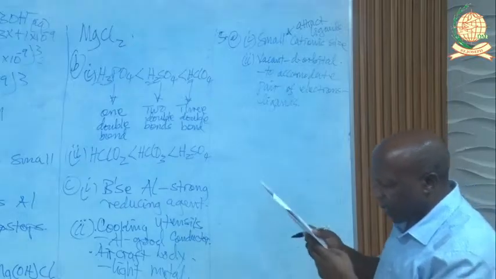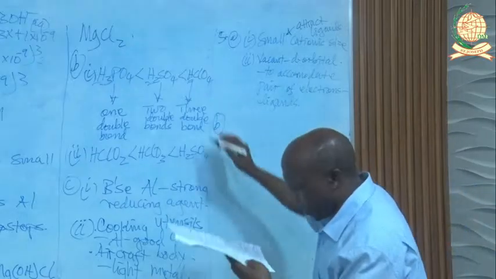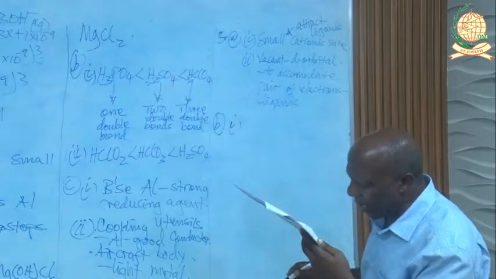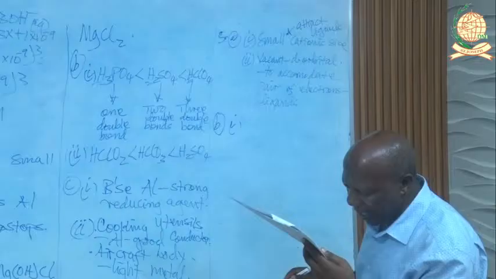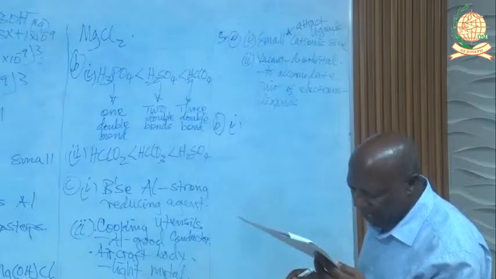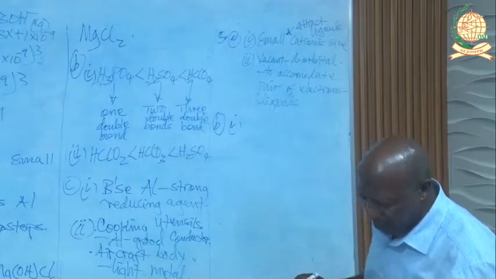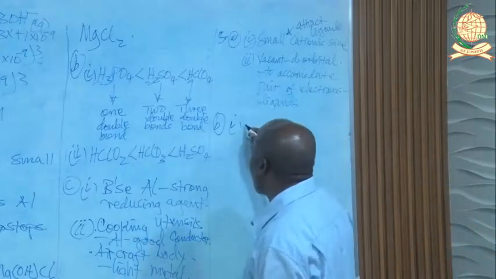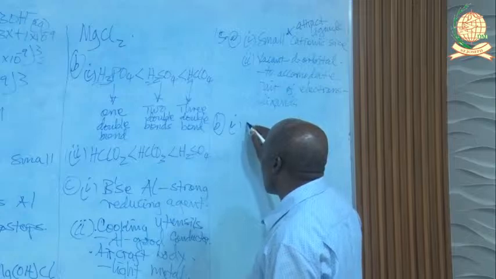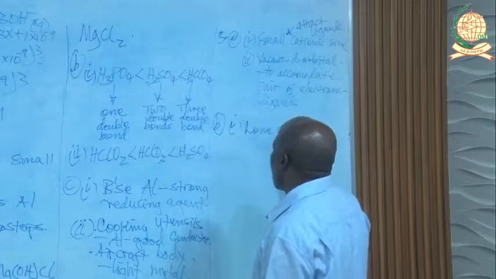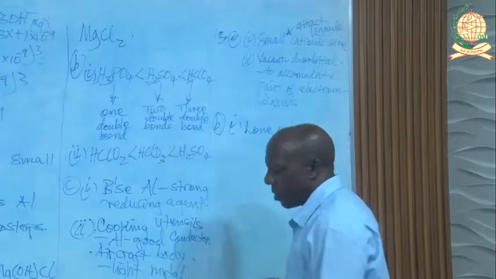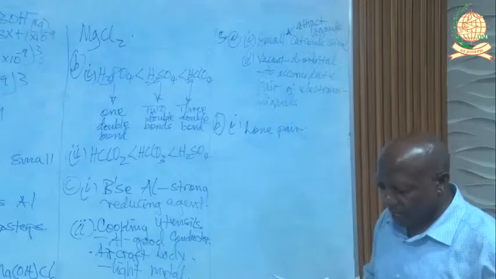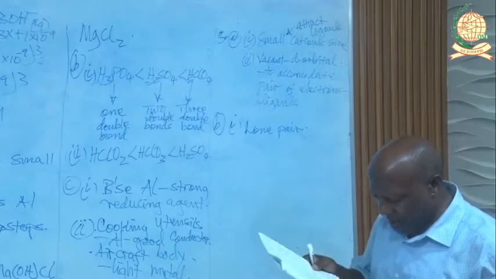Then B. Question number 5B. Roman 1 says, what electronic features must a donor atom of any ligand possess? What electronic structure or feature must a ligand possess? It must possess a lone pair of electrons in order to qualify as a component of a complex.